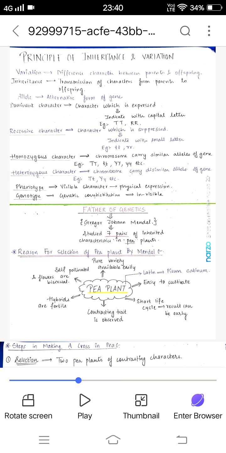Then comes phenotypic. It is a visible character, which is physical appearance, जो actually हमें दिखता है. Genotypic, it is a genetic contribution which is invisible, जो actually हमारे सेल के अंदर होता है.